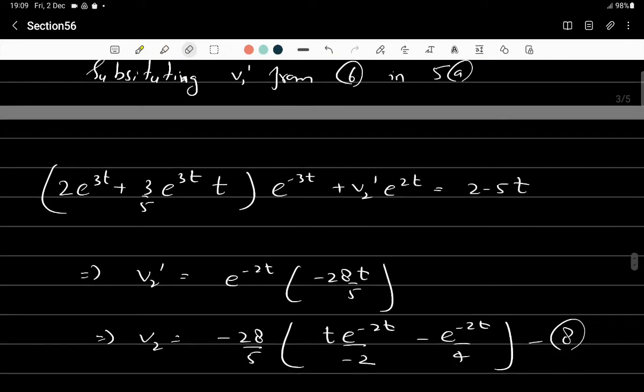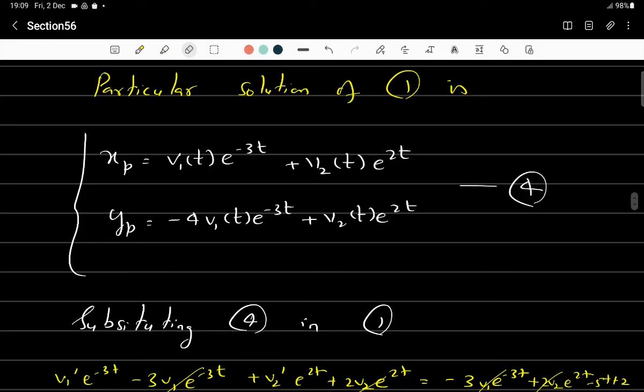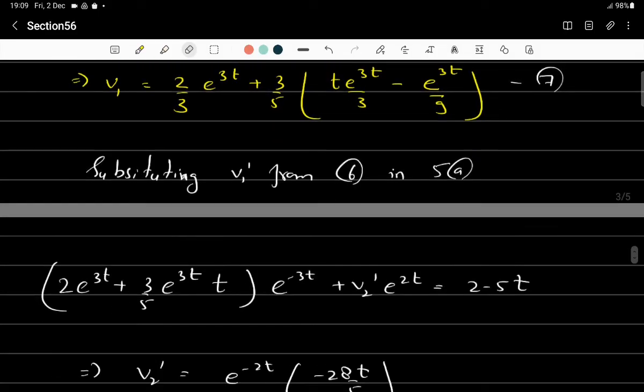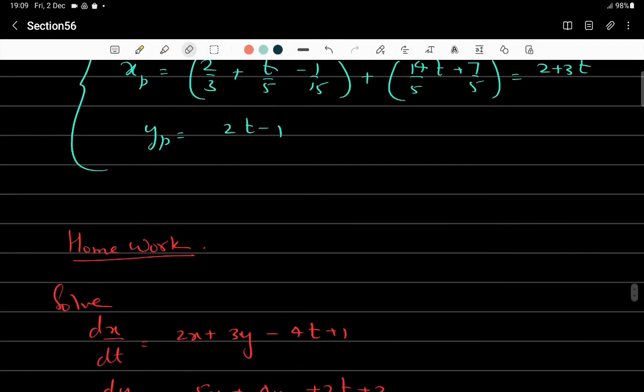Once you have v1 and v2, you will put them back into equation 4. So this is equation 4 where you have to substitute the values of v1 and v2, and after substituting, you will get a particular solution where xp is 2 plus 3t and yp is 2t minus 1. So the idea is very simple. This is the only method which you will study to solve the non-homogeneous system of equations with constant coefficients.